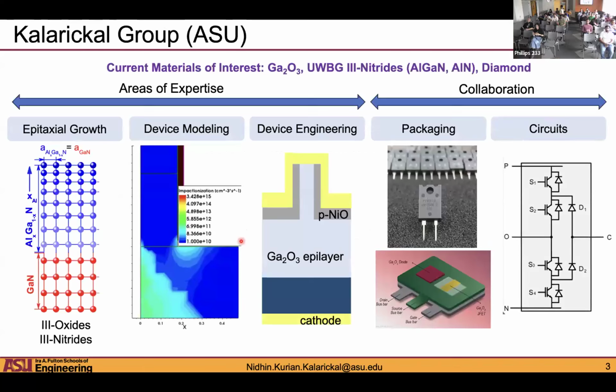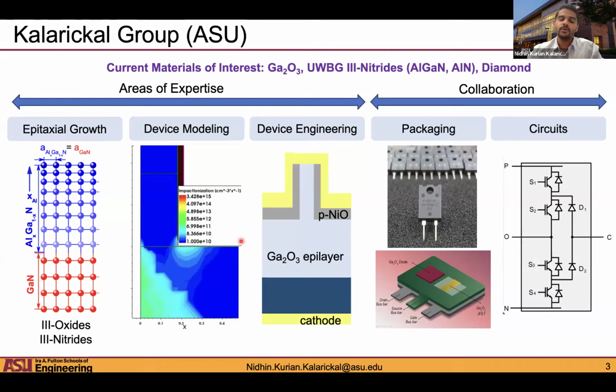All right. So just to give a brief background about my group. We're mostly a device-focused group, and currently the material that we're primarily interested in is gallium oxide. So that's kind of a workhorse material in our group. But we're also interested in ultrawide bandgap nitrides, which include AlGaN and aluminum nitride, and we also have ongoing work related to diamond electronics. And our primary area of expertise is epitaxial growth.